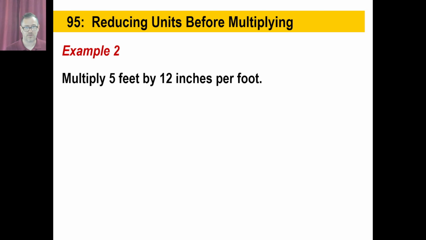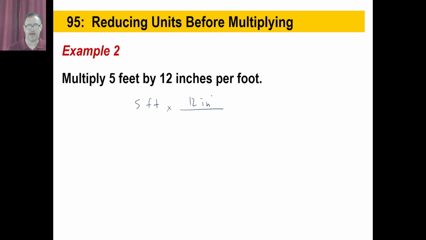All right, try another one. Multiply 5 feet by 12 inches per foot. All right, pause it right now. You set this one up, just like the last one. Pause it and go ahead and do it. Okay, well, all we need to do is go, 5 feet times 12 inches per foot. So we can go, I got, let's see, 12 inches.